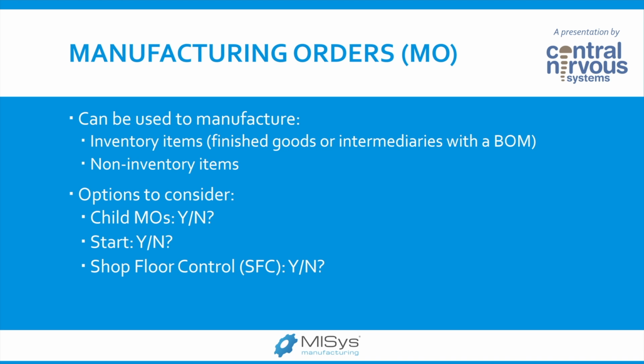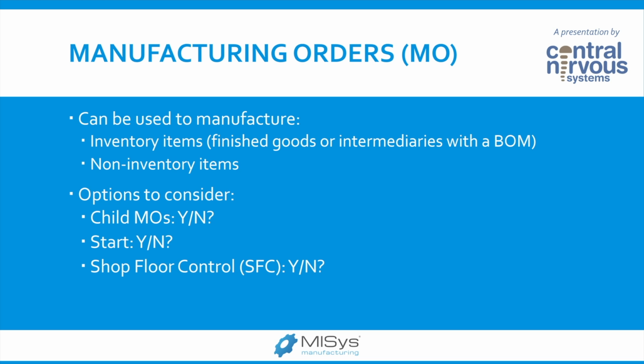In this video on manufacturing orders, we will find out that manufacturing orders can be used to manufacture inventory items. These are items that we have set up bills of materials for. They can be finished goods or intermediaries. They're marked as assemblies in MISys. Or we can manufacture non-inventory items, that are items that don't have a master file. And MISys can then give us the option whether we want to convert these into inventory items or not.